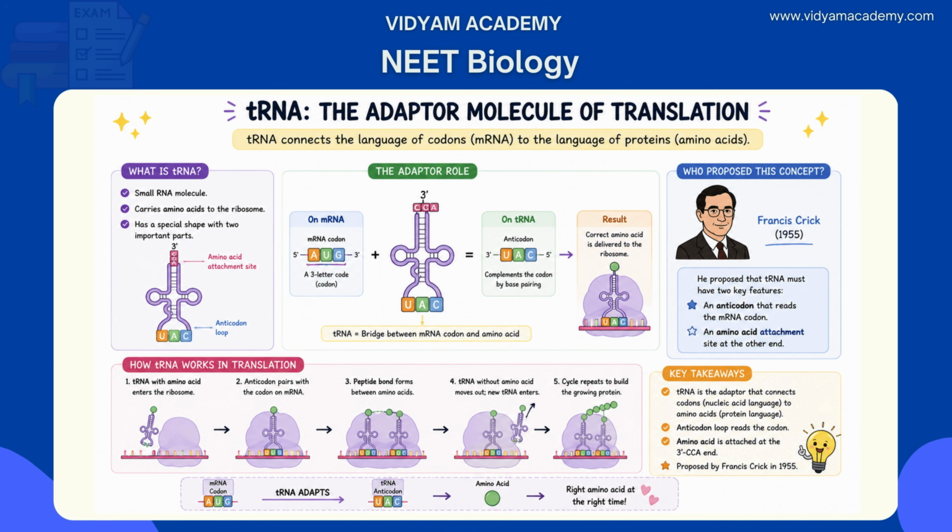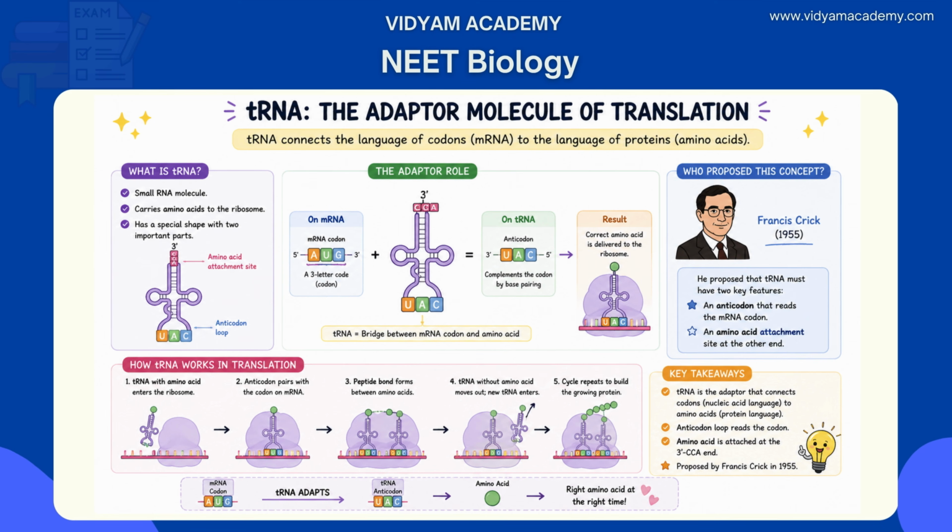Francis Crick proposed the adapter hypothesis in 1955. He predicted that a small adapter molecule must exist to physically link the nucleic acid language of codons to the amino acid language of proteins. Since there is no direct chemical affinity between codons and amino acids, the tRNA molecule perfectly fulfills this adapter role.